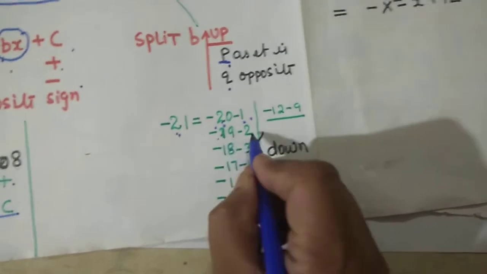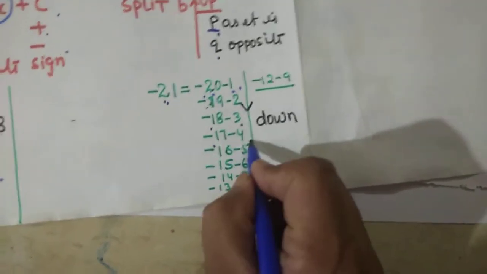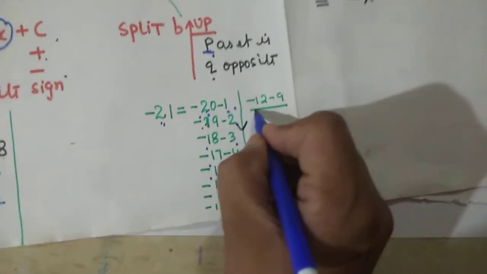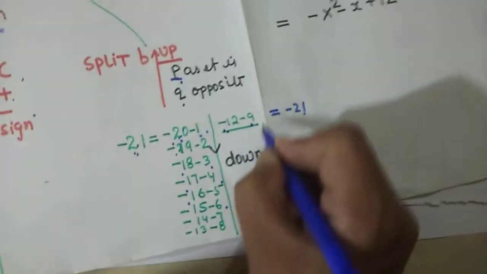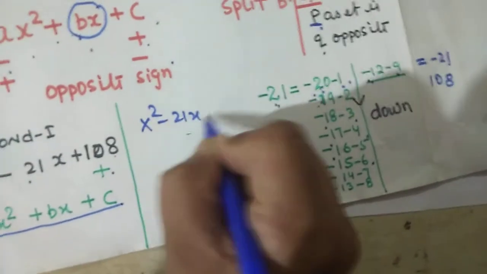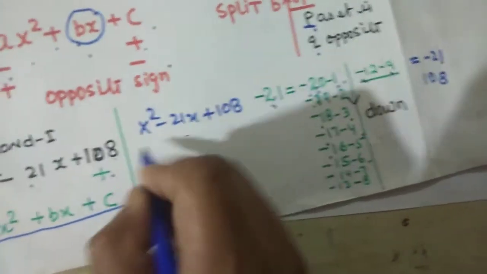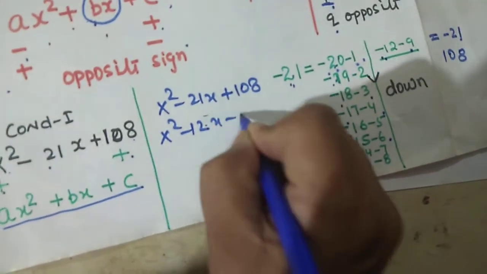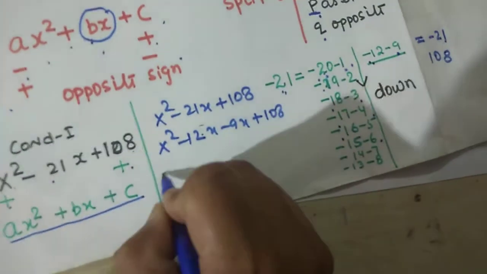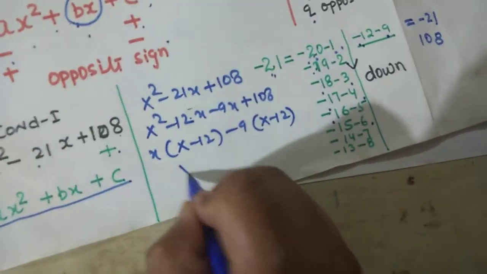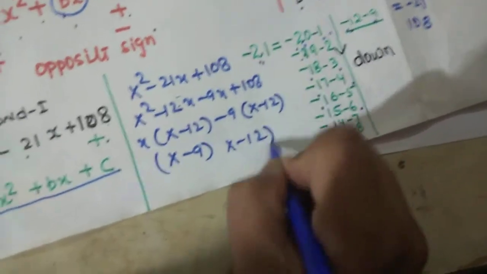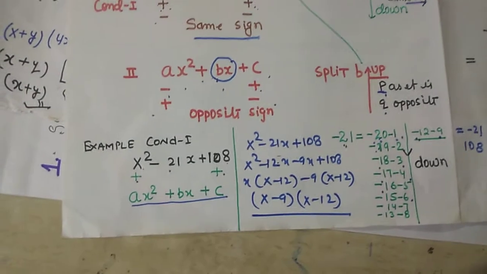So now minus 19 minus 2, minus 18 minus 3, minus 17 minus 4, and so on, like this, minus 12 minus 9. Minus 12 and minus 9 is equal to minus 21, and 12 nines are 108. So x square minus 21x plus 108 will be x square minus 12x minus 9x plus 108. So x is common, x minus 12; minus 9 is common, x minus 12. So x minus 9 times x minus 12. This is the basic part of how to do trinomials.